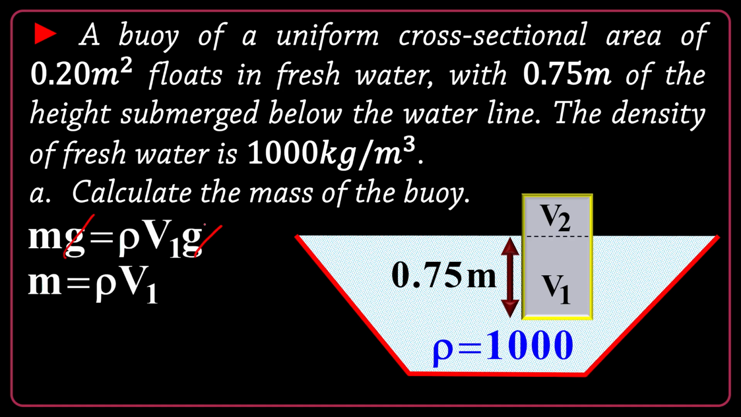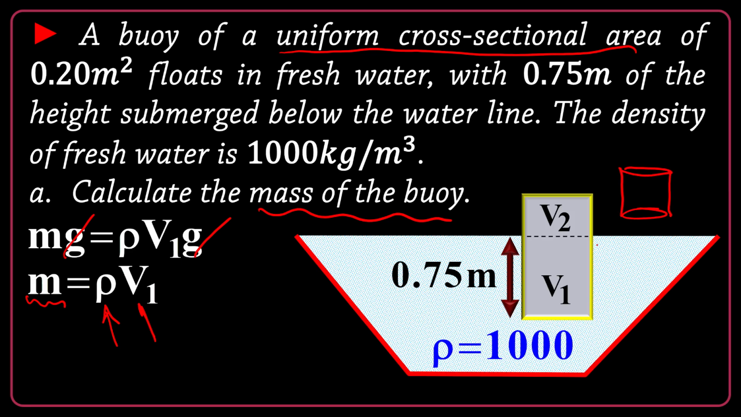Here I drop the g. I hold m here. On the left side, my goal, mass of the buoy. On the right side, density of the water, and the V1, the submerged volume. Let's say it has a uniform cross-sectional area, like a cylinder. A cylinder of, let's say this is H, okay? A cylinder of cross-sectional area of A and height of H will have a volume of A times H, okay?